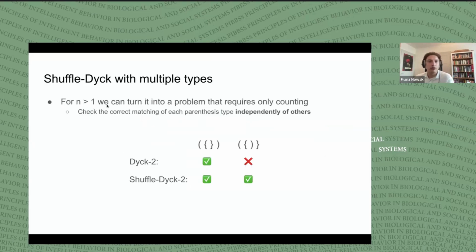So if we have more than one type of parentheses, we can still create a problem that only requires counting by saying we don't actually care about the correct order of parentheses. So we allow sequences like this, where we open one type, open another type, close the first type, and then close the second type. This is then called shuffled for two types of parentheses.